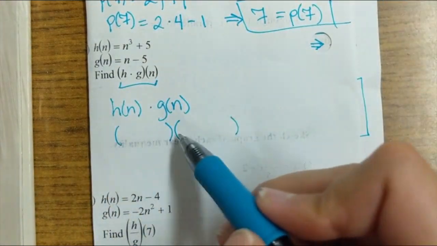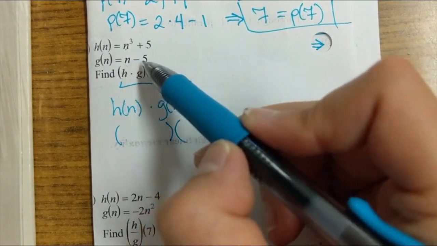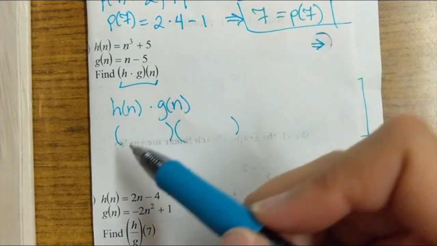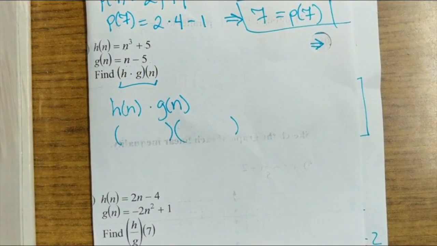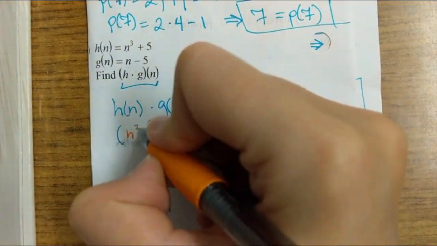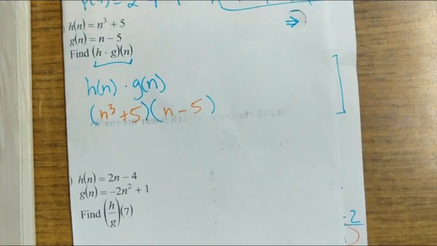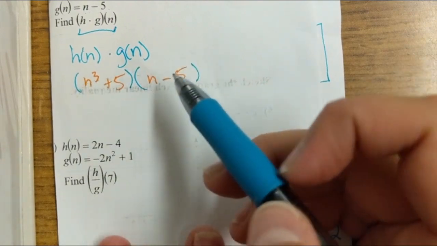All right, make sure you put it in parentheses because there are two terms in h of n and there are two terms in g of n, and both terms in h need to be multiplied by both terms in g. So it has to be parentheses like this. All right, h is n cubed plus 5 and g is n minus 5. And we're going to FOIL those or use the box method, whatever it is, we are multiplying.